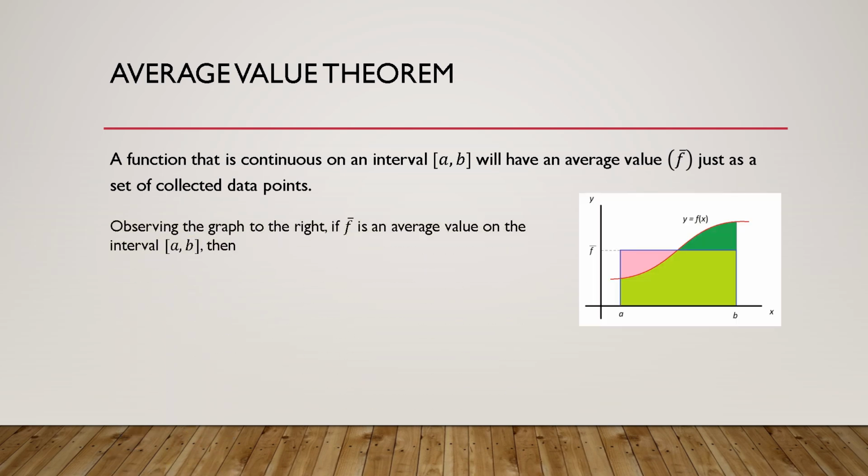Observing the graph to the right, if f bar is an average value on the interval AB, then f bar times b minus a is equal to the integral from a to b of f of x dx. The left side of the equation is simply the area of the box bounded vertically by the x-axis and the average value of f, and bounded horizontally by a and b. The right side of the equation, the integral from a to b, is the area under the curved segment.